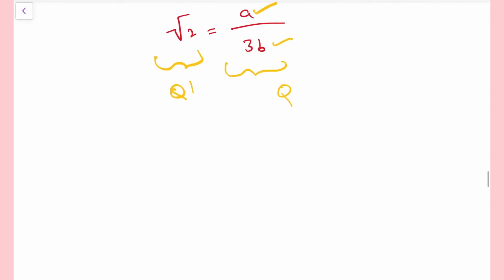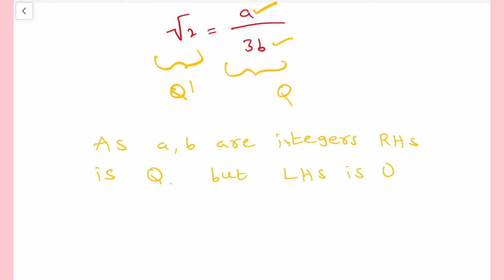So write that condition here: a, b are integers, RHS is rational, but LHS is irrational. This contradiction has arisen due to our wrong assumption.